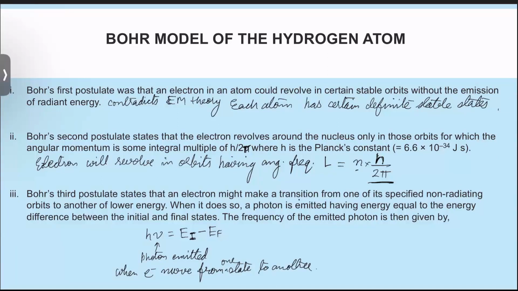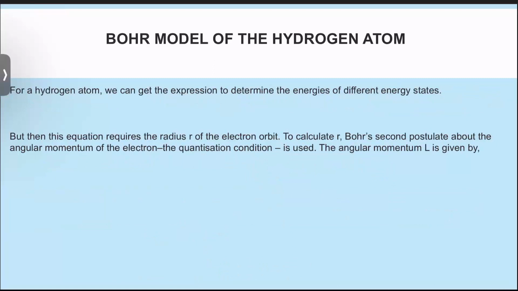So again, if we consider a hydrogen atom, which has the simplest atomic structure, then we can get the expression that will determine the energy of such energy states or orbits that we are talking about. We will consider r as the radius of such an orbit. Then we need to know r, so using Bohr's second postulate, we need to calculate r.